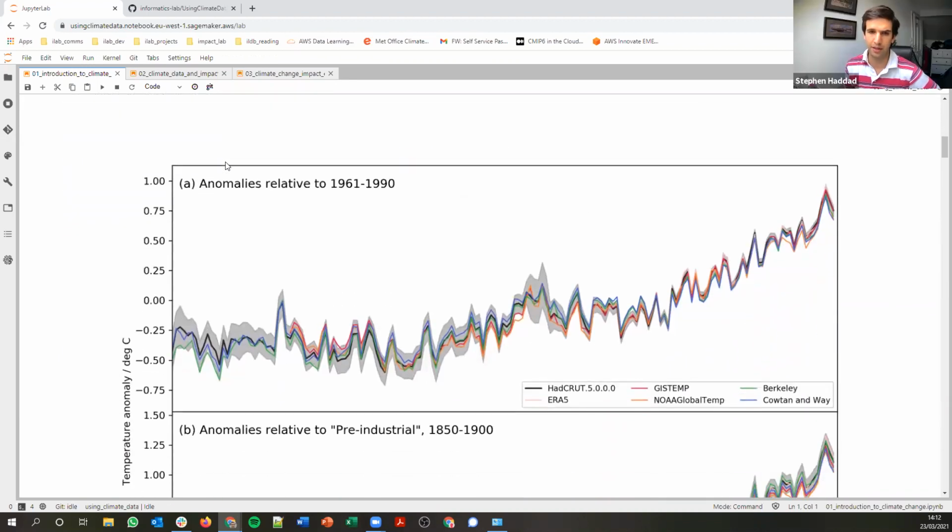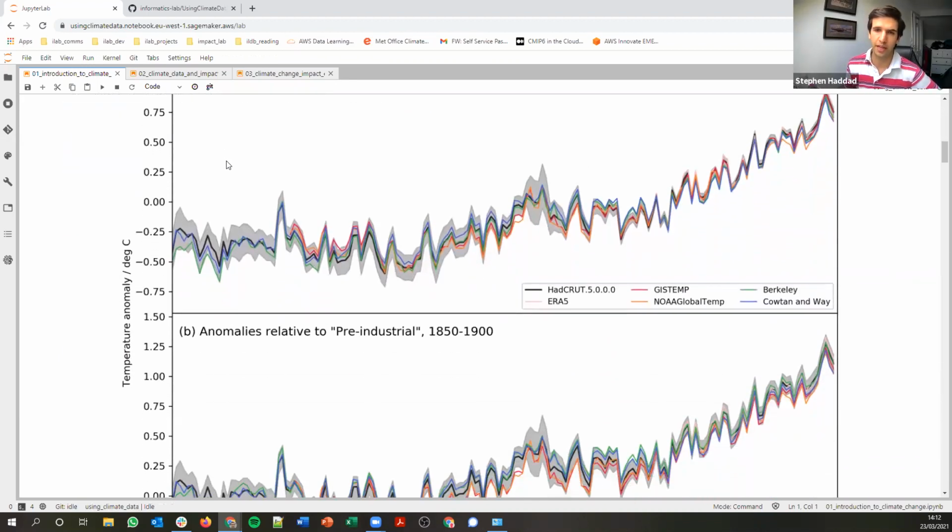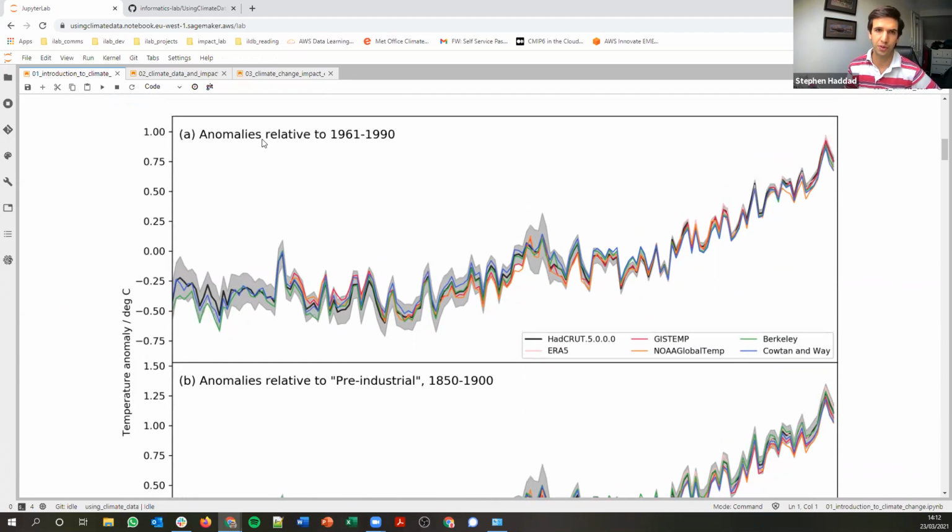And here we have a Met Office data set called HadCRUT5, which shows average global temperatures relative to the 1961 to 1990 averages. And we can see how global temperatures have gone up. So the different colors here are different data sets, which vary in different ways about how they put the temperature together, but we see they generally agree about this warming trend.